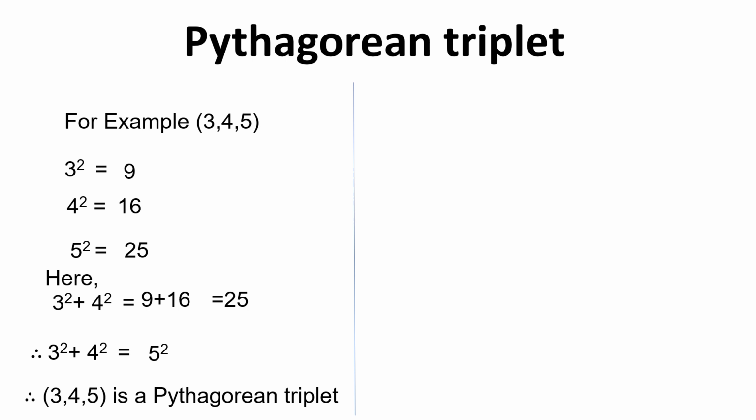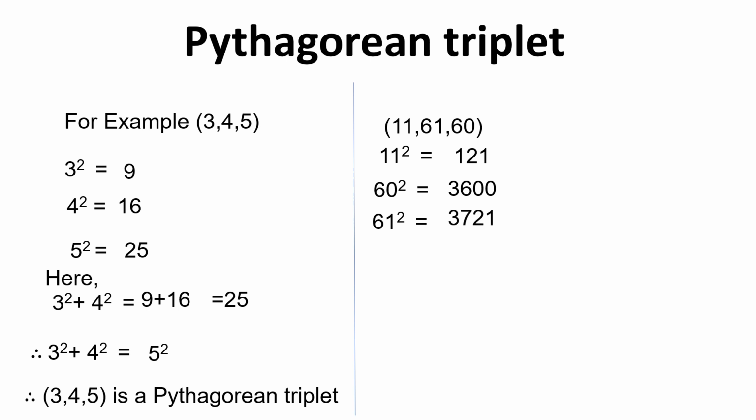We see another example. 11, 61, 60. Here 61 is the largest number. First we calculate the squares. 11 square is 121, 60 square is 3600, 61 square is 3721.